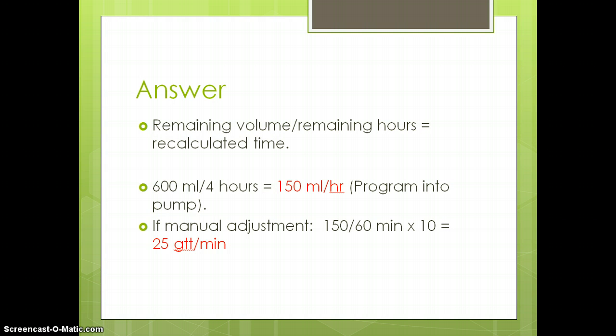But we're going to walk it out one more step and say, okay, we don't have a pump. Then we would calculate further: 150 milliliters divided by 60 minutes times the drop factor of 10, which was given in the word problem, is 25 drips per minute.